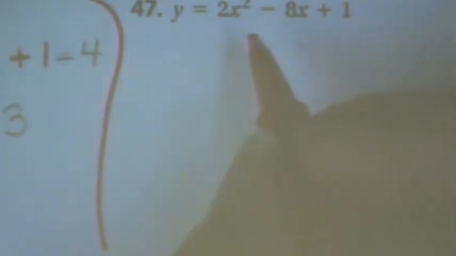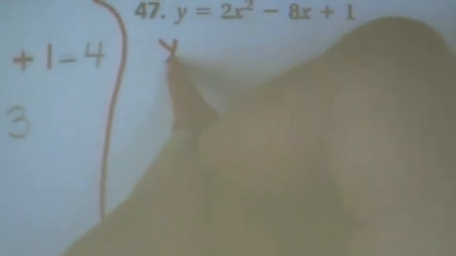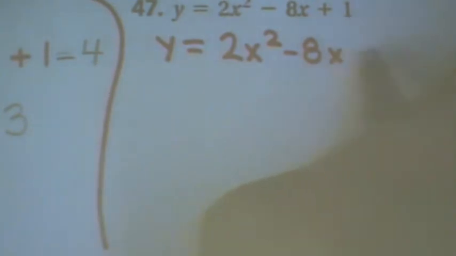Now, I want you to look at 47. Pay attention to this one, because this is the hardest part. What happens when there's an a value that's not a 1? It gets a little tricky. Step 1 is to still slide the 1 over. Get the 1 away.